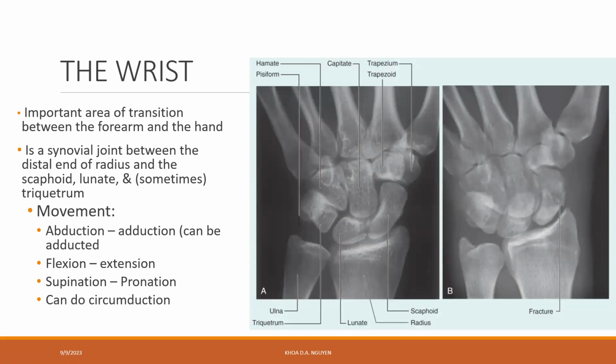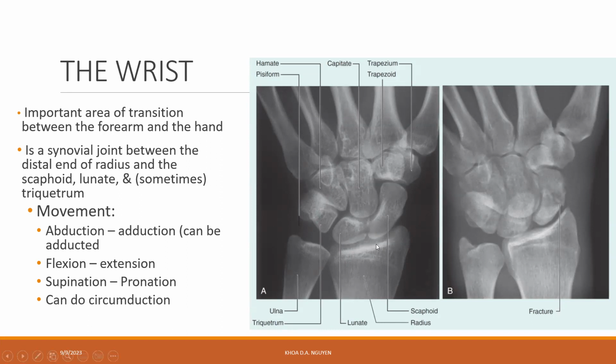So now the wrist is an important area of transition between the forearm and the hand. Okay, this is pretty obvious. Now, the wrist contains two major joints. One joint is right here, okay, which is the distal radial ulnar joint. But the more important joint is right here, in between the radius and the carpal bones. This joint is therefore called the radial carpal joint.